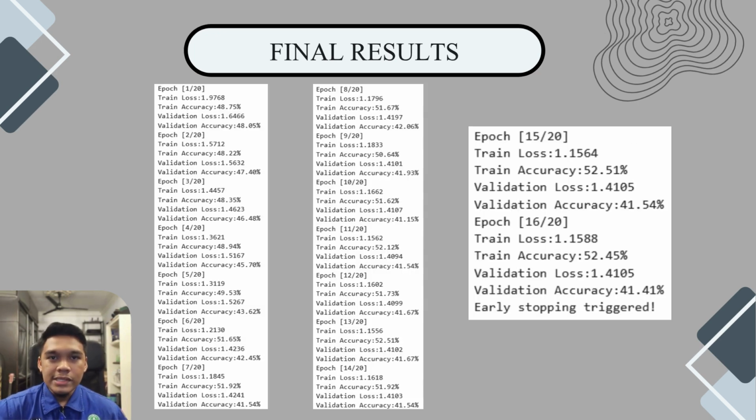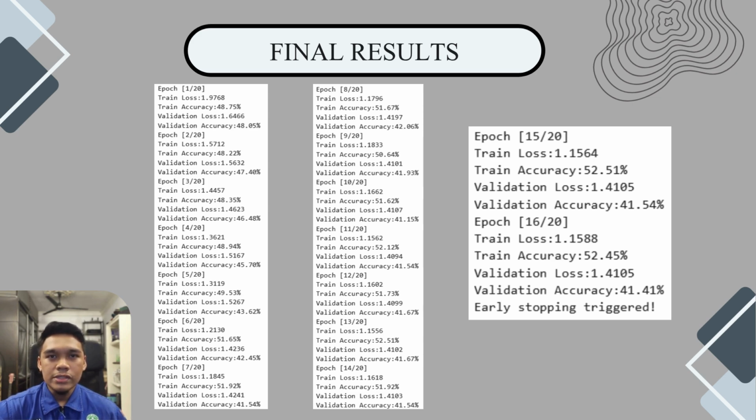Next, I will present the final results obtained from training the proposed face recognition system using the Swin transformer architecture. During the training process, the model was trained for a maximum of 20 epochs. As shown in the figure, the training loss gradually decreased while the training accuracy generally improved, indicating that the model was able to learn meaningful facial features from the dataset.